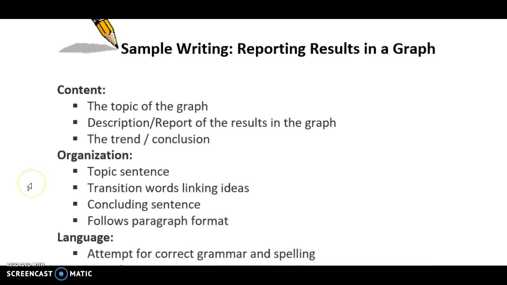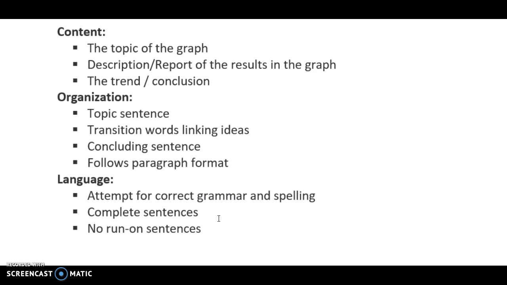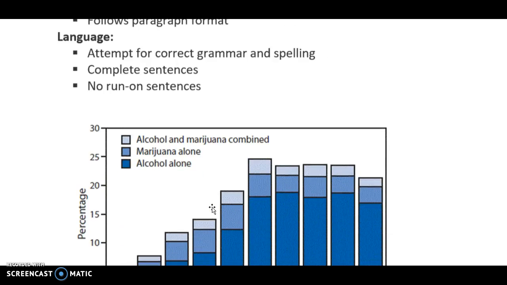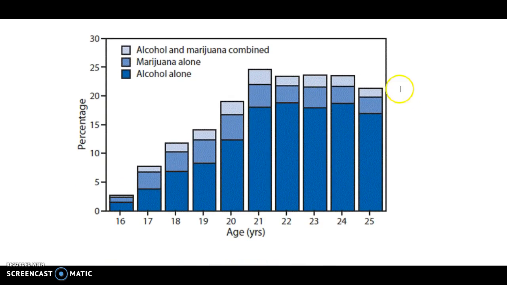And in any paragraph, we have to consider the organization. We need a topic sentence, we need transition words, connectors that link ideas, and we need a concluding sentence that relates to the trend. And as in any paragraph, it must follow paragraph format. And of course, language, we have to see that there's an attempt, grammar and spelling, check your work, look at it. Are there complete sentences? Are there run-on sentences?